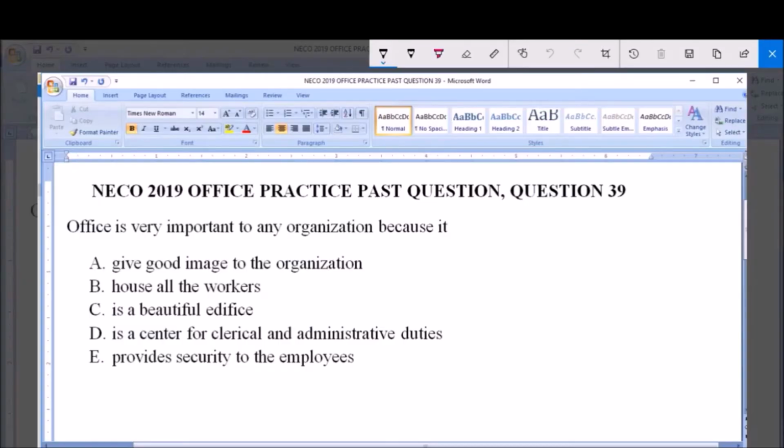Hello, good day and welcome. I will be answering NECO 2019 Office Practice Past Question, question 39. Office is very important to any organization because it A. gives good image to the organization, B. houses all the workers, C. is a beautiful edifice, D. is a center for clerical and administrative duties, and E. provides security to employees.